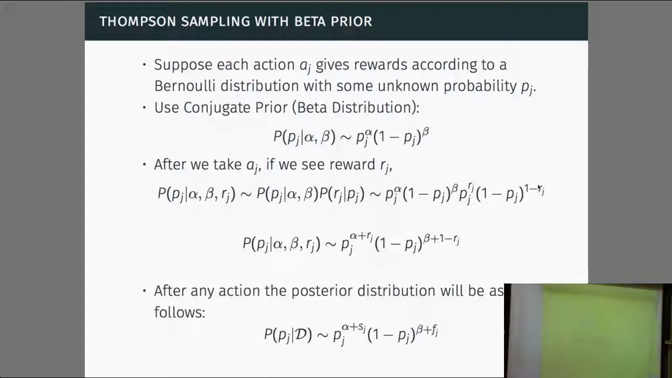It's going to be p sub j to alpha plus s sub j, which is the number of successes for action j. Each time I sample action j, you can think of it as either a success or a failure. So basically, we just take p sub j to alpha plus the number of successes, times 1 minus p sub j to beta plus the number of failures. This specifies what the distribution is for p sub j given all of the actions and rewards we've seen so far. Any questions about this?